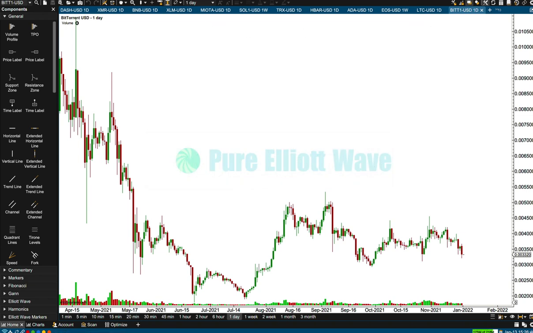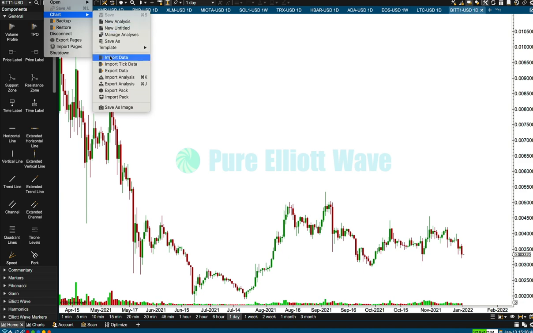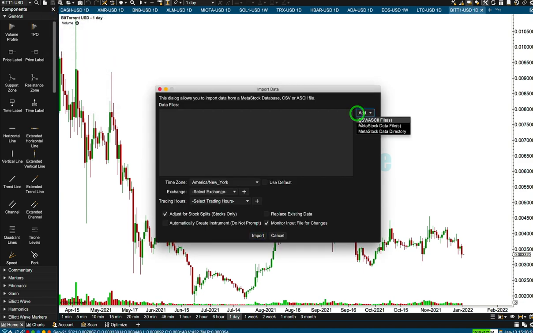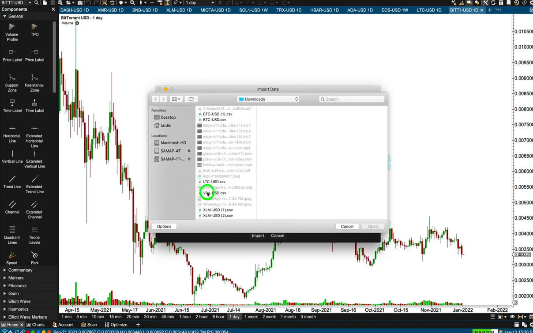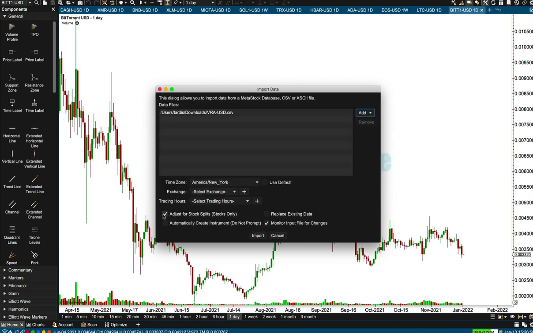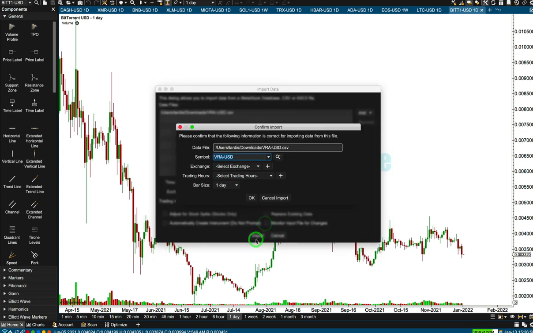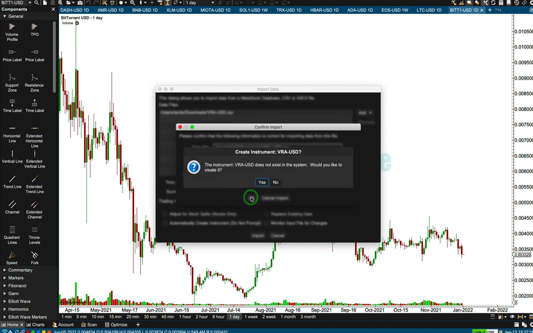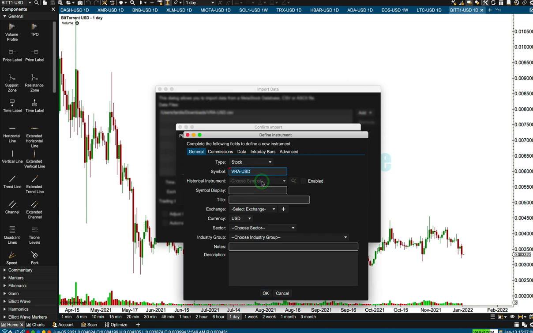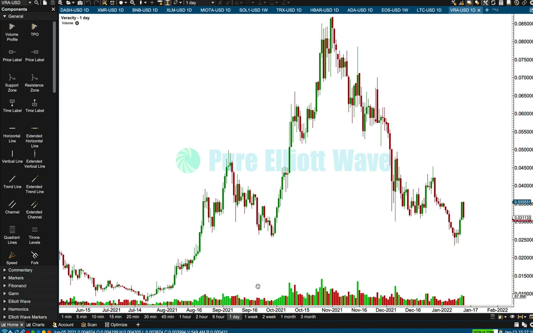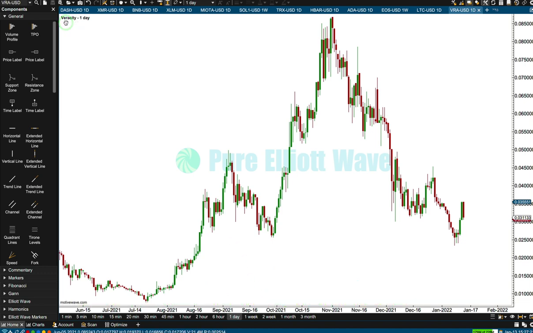So let's import the data, file, chart, import data, add CSV format, find it, there's the file, open, uncheck these, import. This is new, so I have to set it up. I'm just going to leave this all without selecting anything. Yes, it is new, so I want to create it. And that's it. And here we are. I'm just going to get rid of volume here.